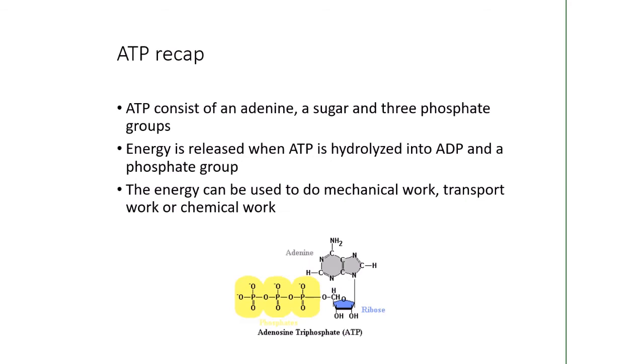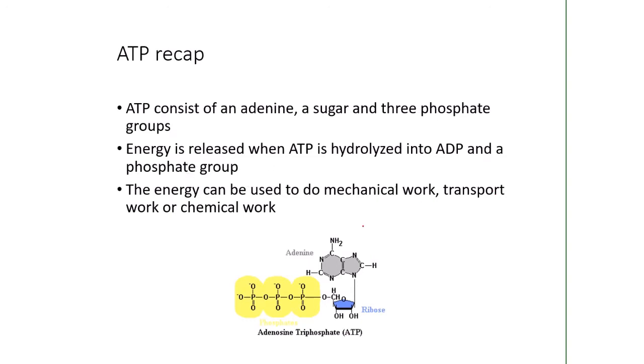So to recap, ATP stands for adenosine triphosphate, and here is a typical ATP molecule. You have your adenine, you have your ribose sugar, and 3 phosphates. In the ATP form with 3 phosphates, your molecule is actually charged up. It contains the most chemical energy, and that energy is going to be released when you hydrolyze the ATP into ADP and a phosphate group.